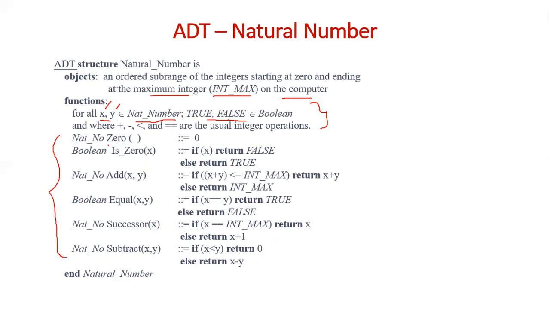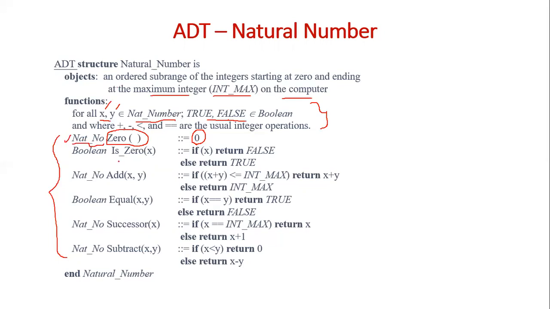So what is the first function? 0. This 0 is the name of a function. This function will return the natural number 0. So its return type is a natural number, NAT_NO. That is the return type.